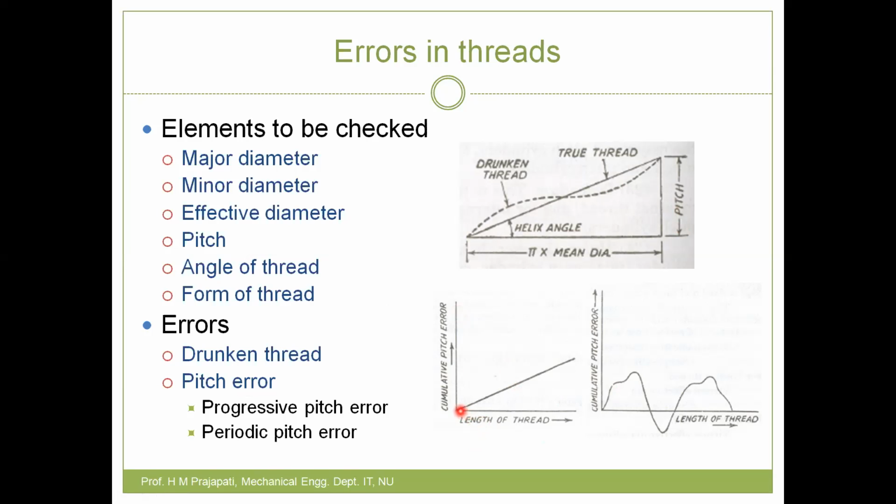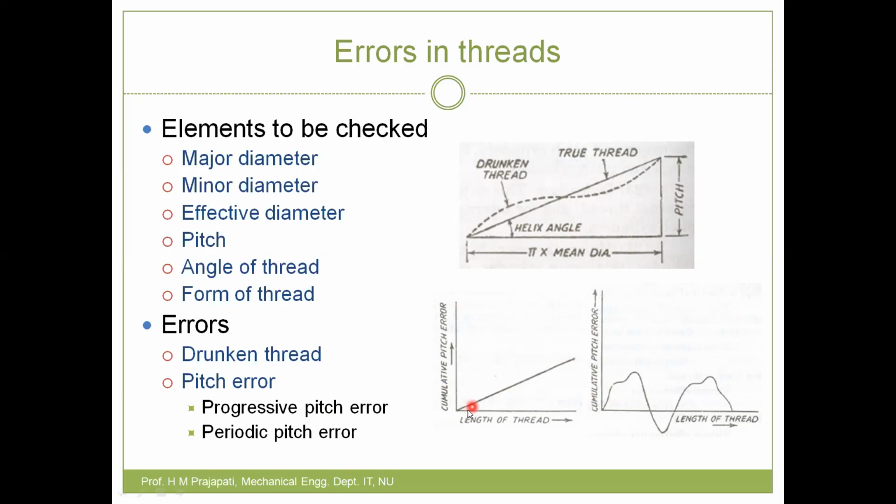If you look here, the pitch error is not constant, but progressively follows this inclined line. That is called a progressive pitch error. So this diagram indicates progressive pitch error.